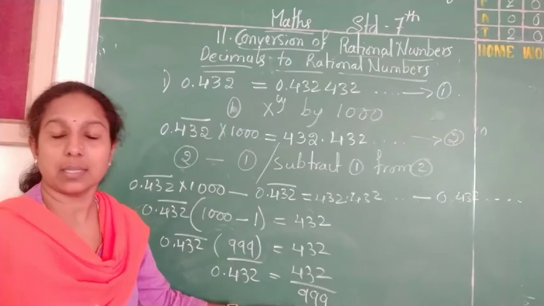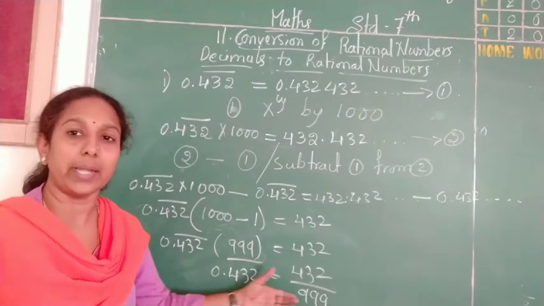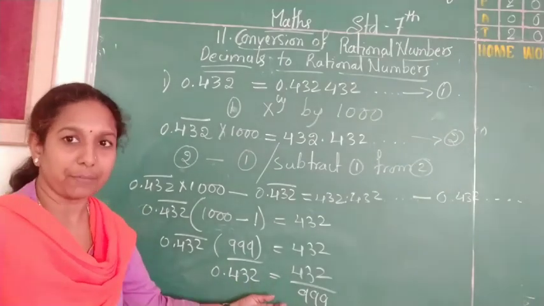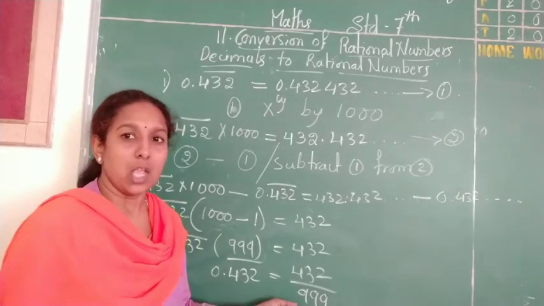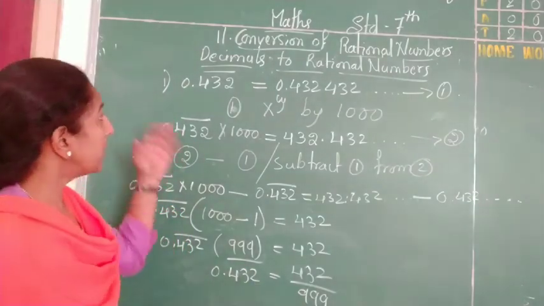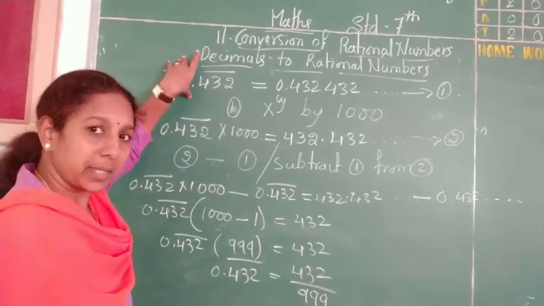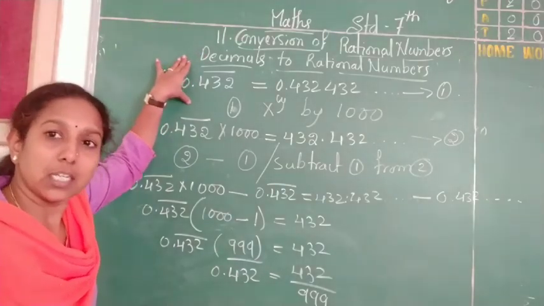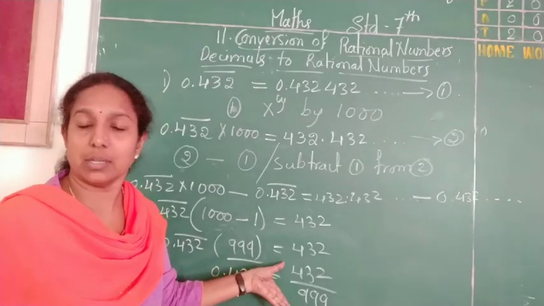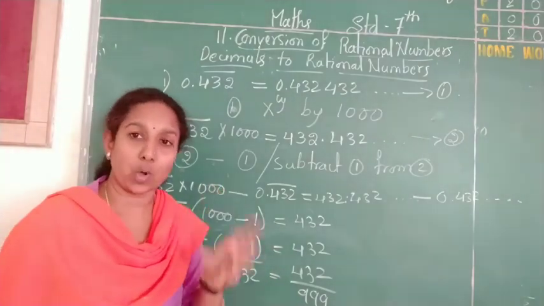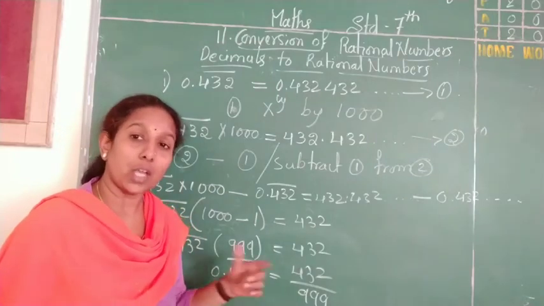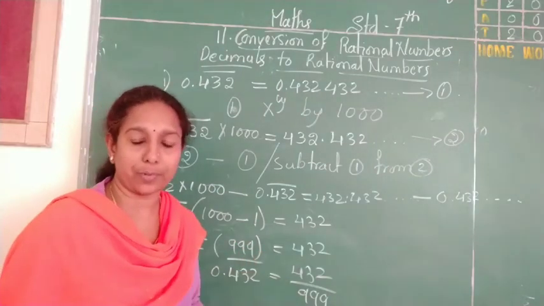Sometimes it will cancel, sometimes it will not cancel. If you write this much, it is also enough. If you are able to cancel it, you can do that. Okay, so this is how we can convert the recurring decimal to the rational number. So this is the one type of problem I showed you. Now let us go to the second type.